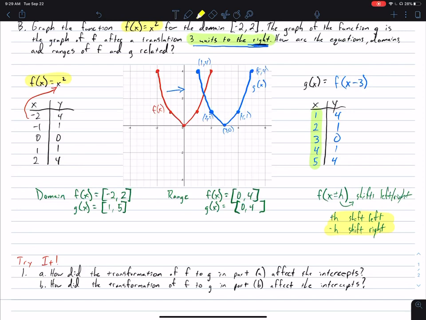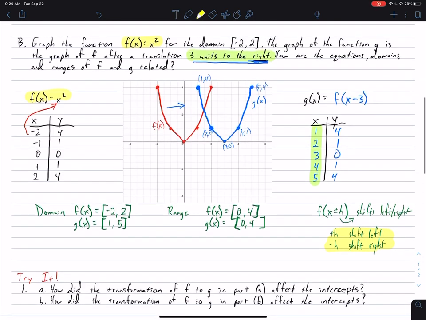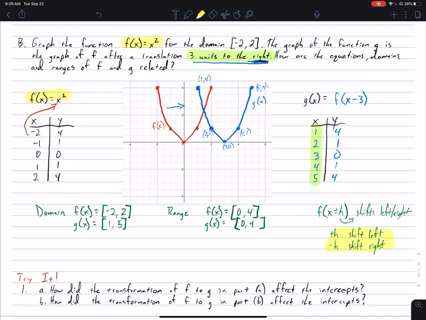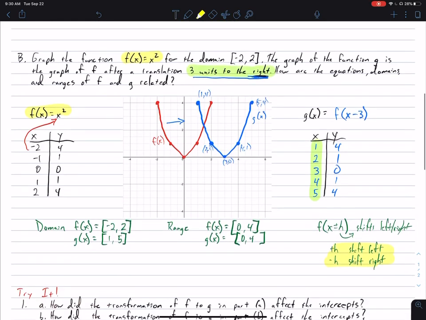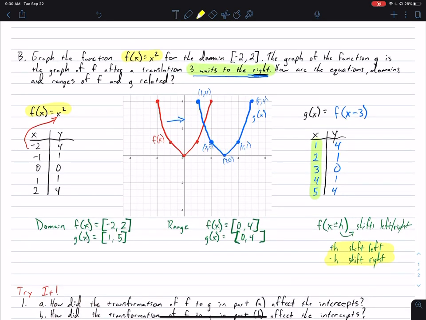And that's it for vertical and horizontal shifts. So just to reinforce which one goes up and down: your k values cause up and down. They're very straightforward. They're very direct. Your h values, the inside number, tell you left or right, and those ones are going to be backwards.